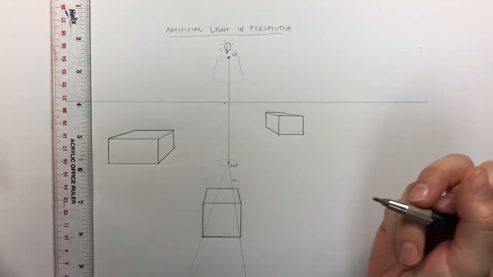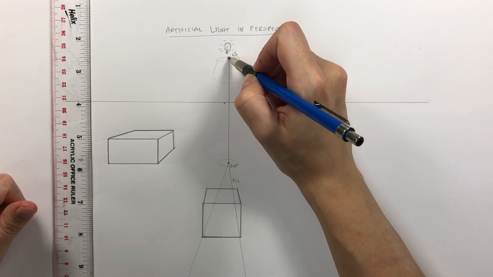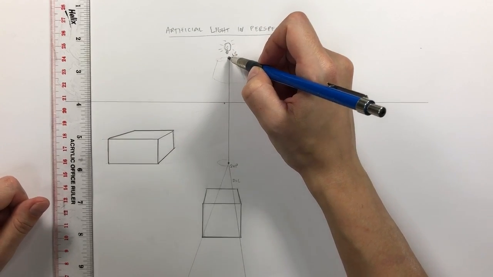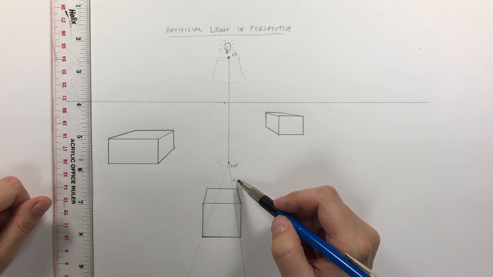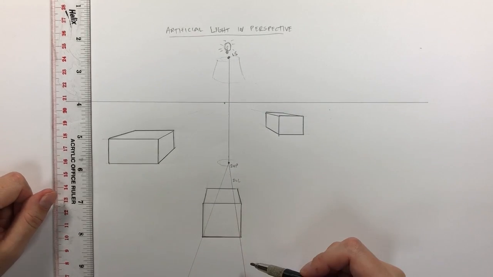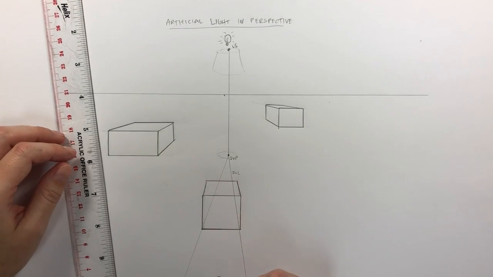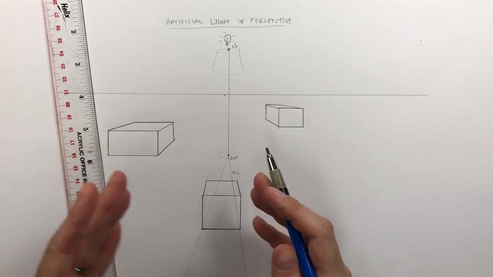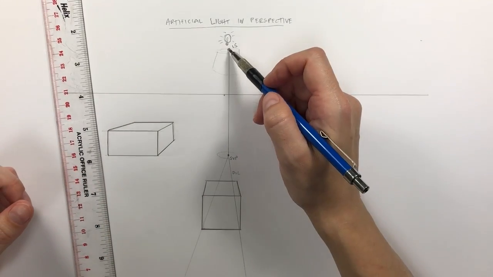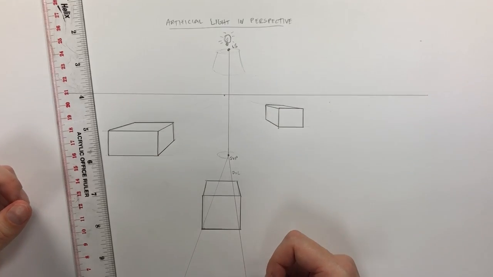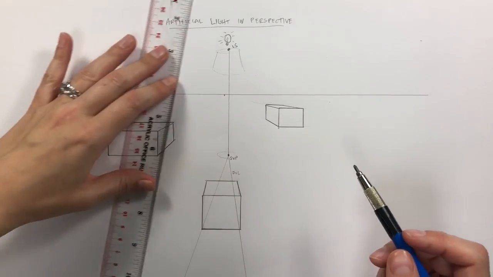Then to figure out angle of light, just like before, we make converging lines coming from our light source down through the top corners. So you remember direction of light? This is how you figure out the shape of your shadow. So you can see it's coming out at that angle here because of our light. And then light source will help us figure out the length of our shadow. And that has to do with how high the light is and how high our object is.